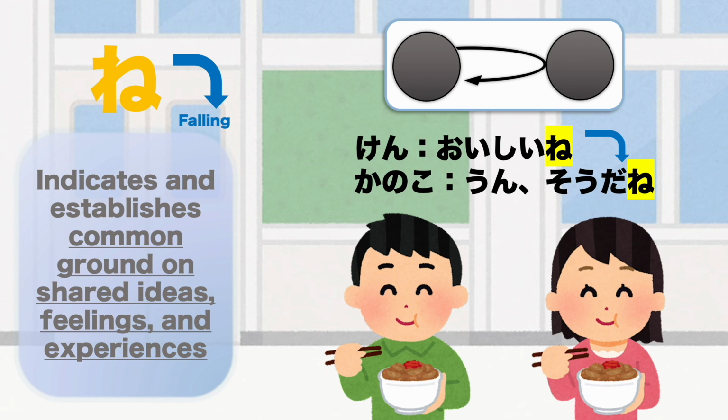Ne is an interesting particle because however it is uttered, it always elicits a response. It is designed to pull your listener in, like the arrow on the tsukoba. In Kanako's reply, she says, そうだね, with the falling or flat intonation, sharing in a nice feeling of agreement.